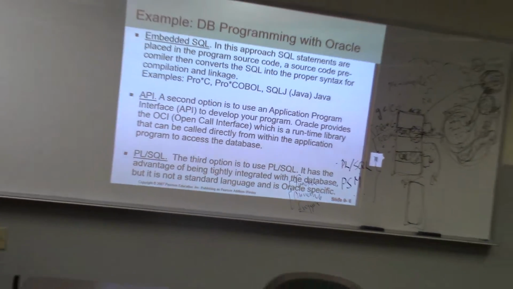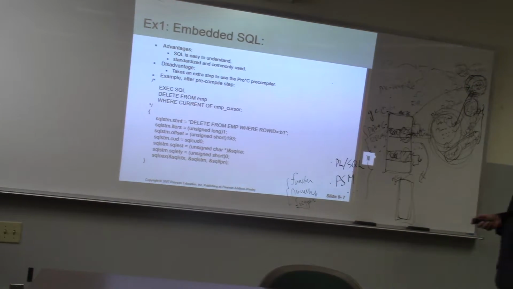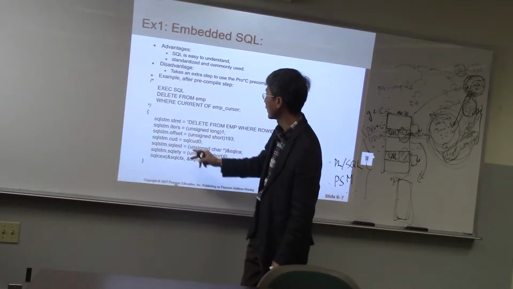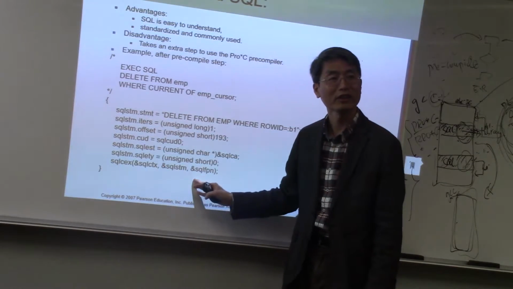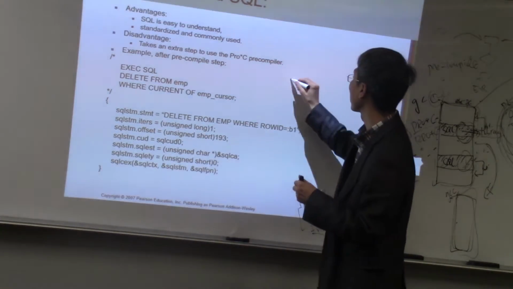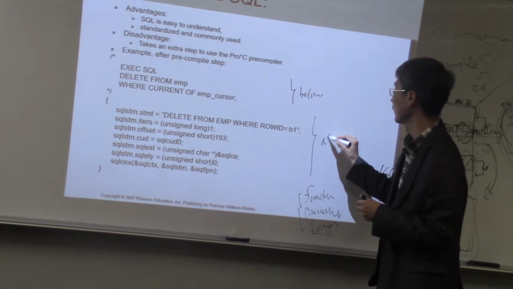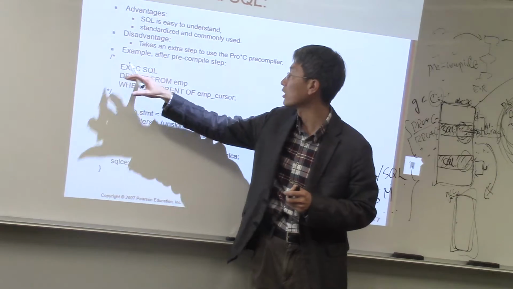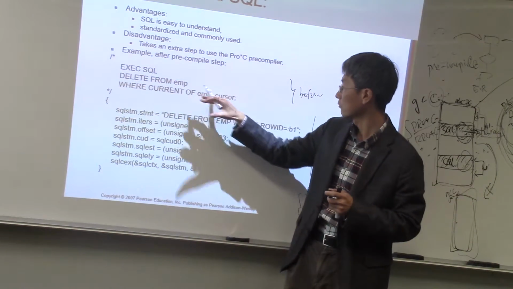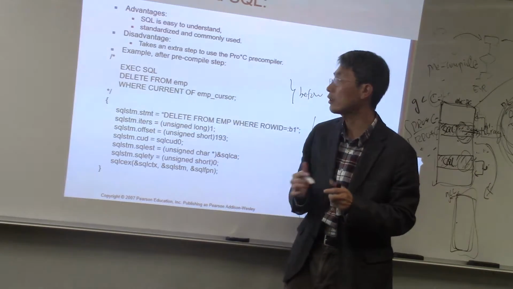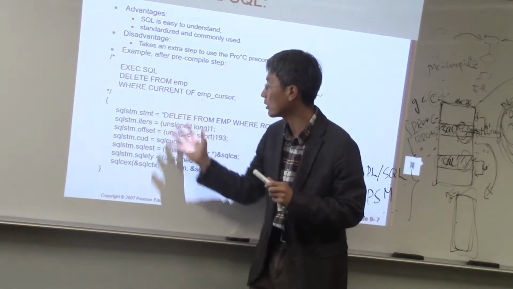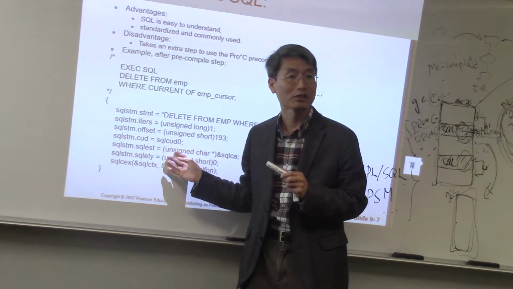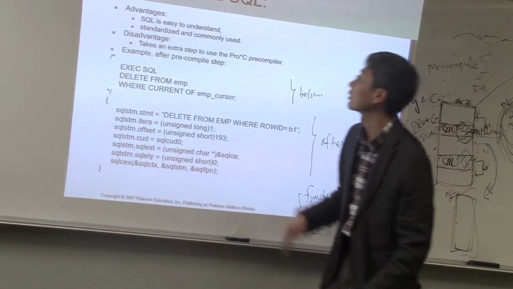So embedded, we already saw this one. This is an example of embedded SQL. You can see that the SQL part is the same as this one. Okay, this is before pre-compiling, and this is after pre-compiling. So this will be the pure SQL syntax: delete from employee where current. We will discuss later what the cursor is. Then when you pre-compile, this will be converted to C, which is not very easy to understand. Okay. This is low-level code provided by the DBMS vendor. So this is an embedded approach.